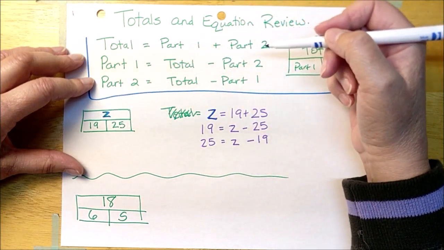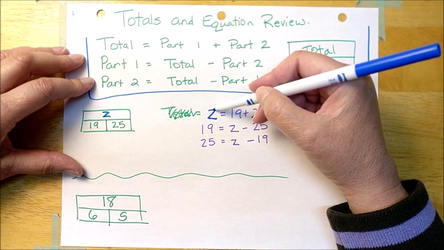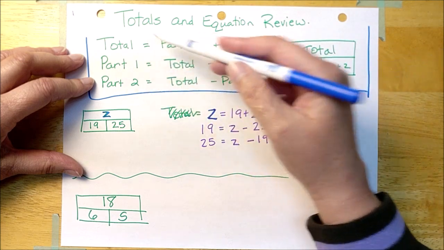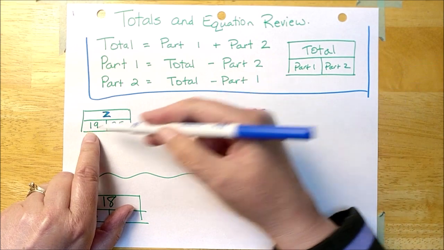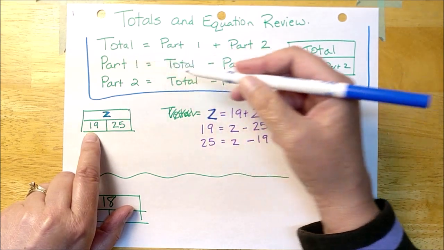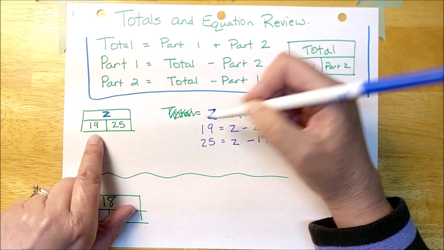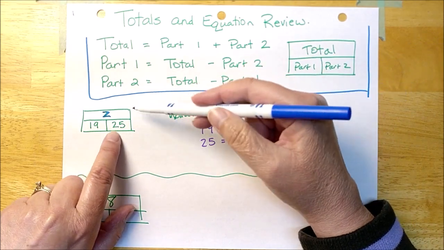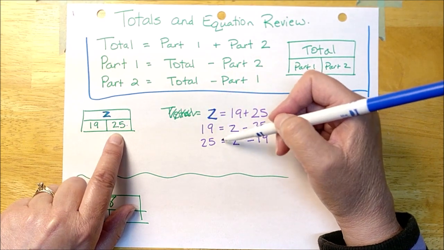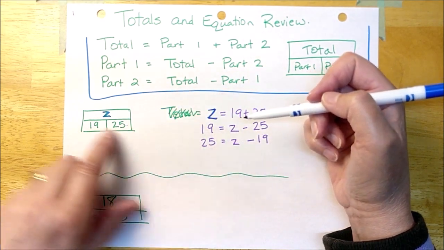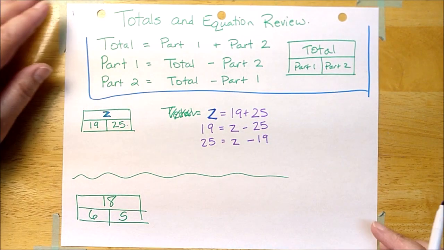I have come up with all the different three equations I could make. I could say that Z, which is the total, equals 19 plus 25. I could say that 19, which is part 1, equals the total minus 25. Or my other equation would be part 2, 25, which would equal total minus part 1. So those are the three equations I could make.